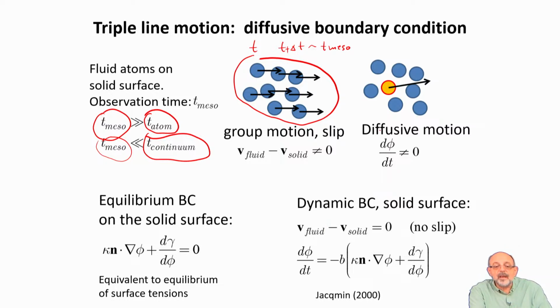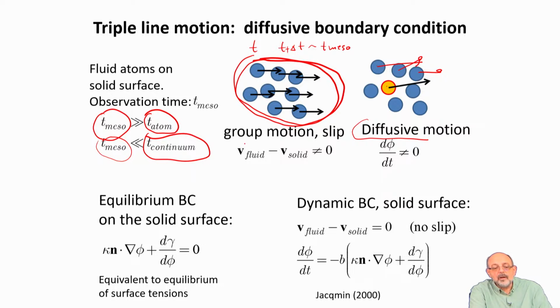If on the mesoscale I see one atom moves, and then after some time interval the other one moves, and after some interval the third one moves, and they all move by the same amount, the final result is the same as here, but on the mesoscale they don't move synchronously. Then we call that diffusive motion.